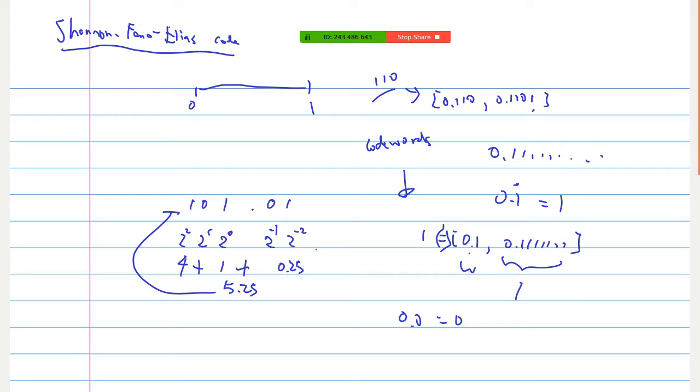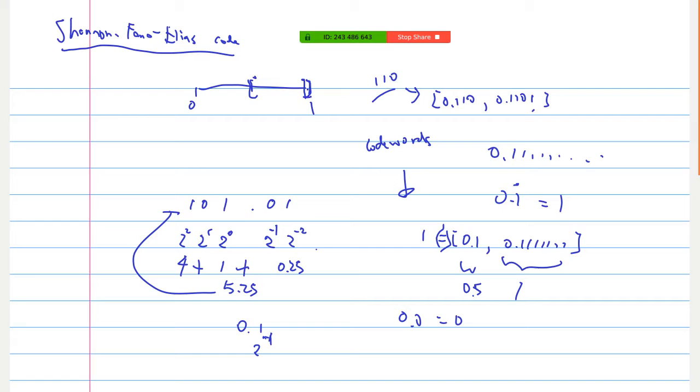So for this one, this is actually just 1 times 2 to the minus 1, so therefore this is actually just 0.5. Yes, because it's 0.1, using the same thing here. So therefore 1 actually corresponds to this interval here, from 0.5 to 1.